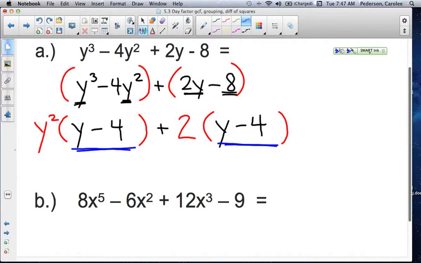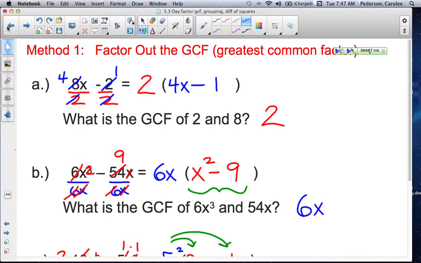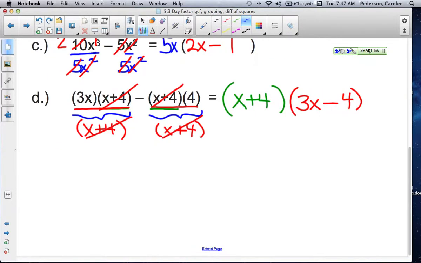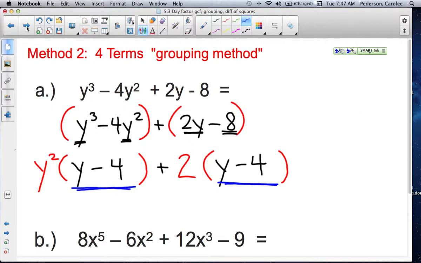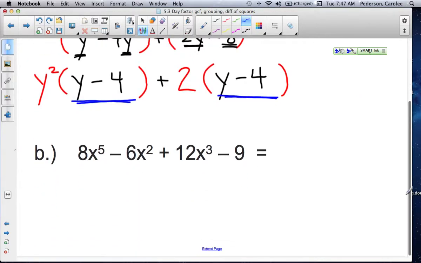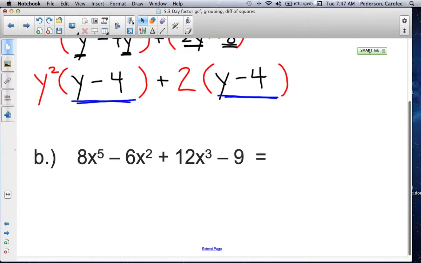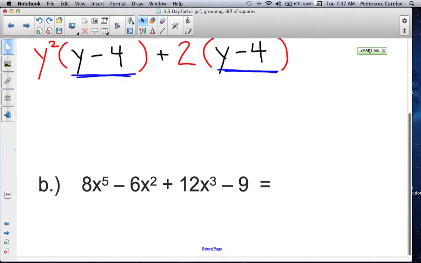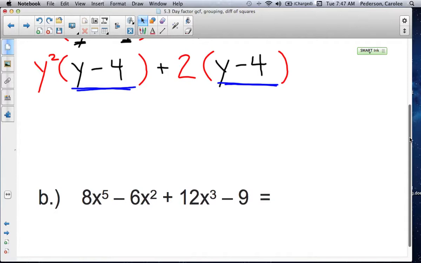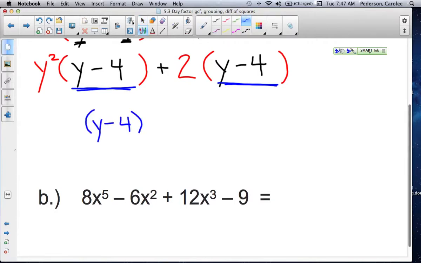So now think back to this example on the previous slide. When we looked at this example, the common term is the x plus 4 and the x plus 4, so we divided that whole parentheses out, and we're left with 3x minus 4. We're going to do that again in this type of problem. So our new GCF is the parentheses. So we're going to take the y minus 4 out of the equation.